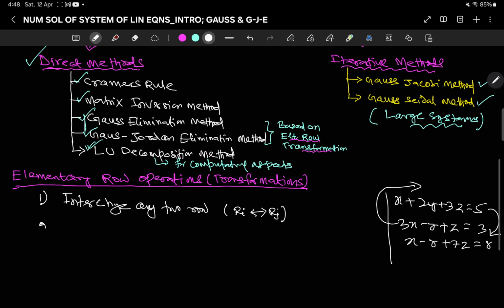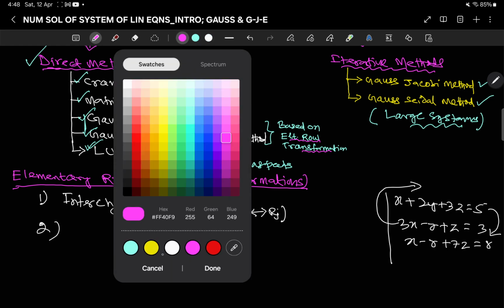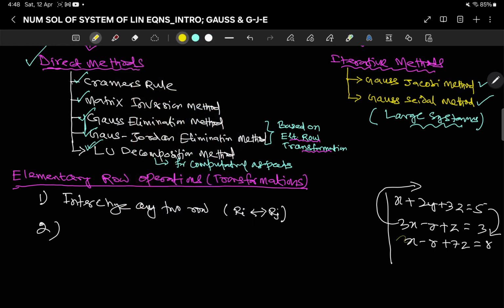Coming to the second, if I multiply both sides by a non-zero constant, suppose I multiply by 5 on both sides, then the left hand side and right hand side remain balanced. Means a row can be replaced by a constant multiple of the same row. But that constant should be a non-zero constant. Any row can be replaced by a non-zero constant multiple of that row.